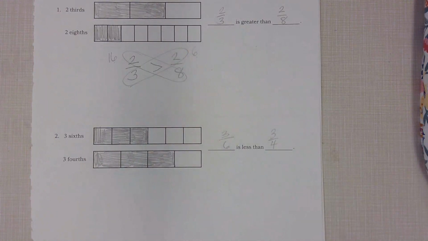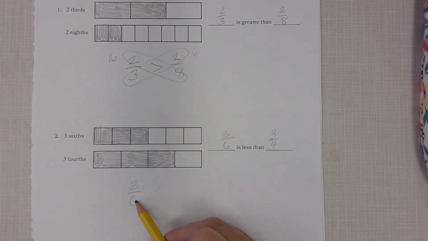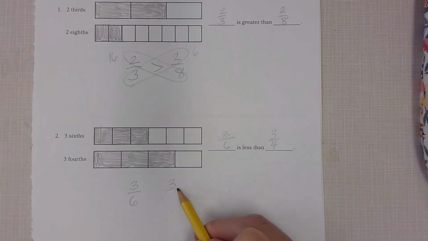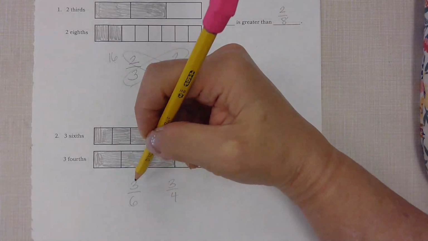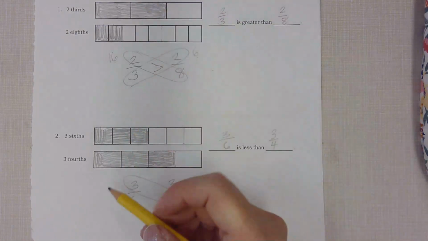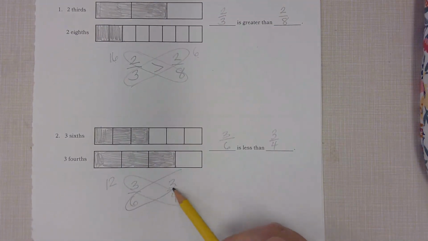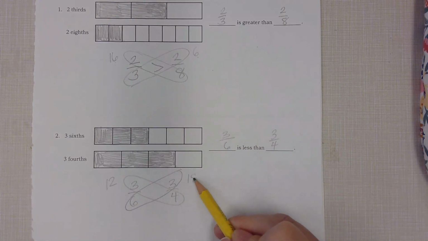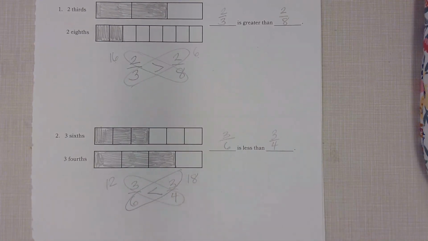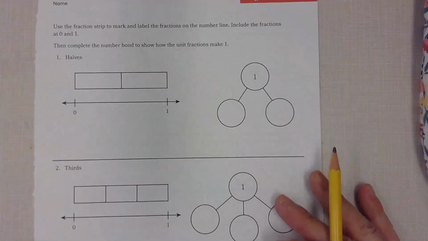Using the cross multiplication method, we can check 3/6 versus 3/4. Take our numerator 3 times 4 is 12. Take our numerator here 3 times 6 is 18. 12 is less than 18, because 3 out of 6 is less than 3 out of 4. All right, moving on to our next page.